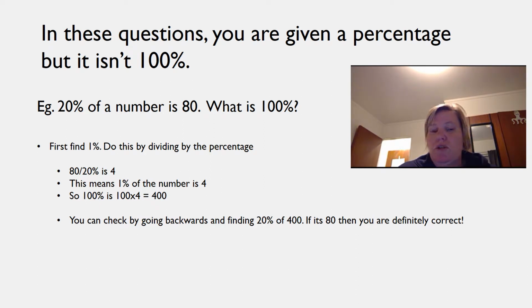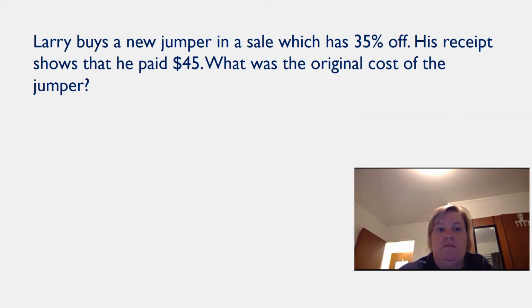Now, if you want to, you can check this by going backwards. So for instance, if you want to check, find 20% of 400. Okay, so if I went 20 over 100 times 400, I'd get 80, which means I'm bang on correct. So let's have a look at a little bit of an application question.